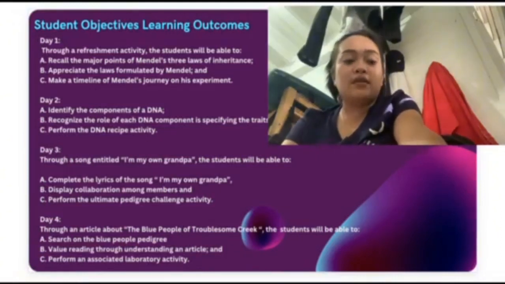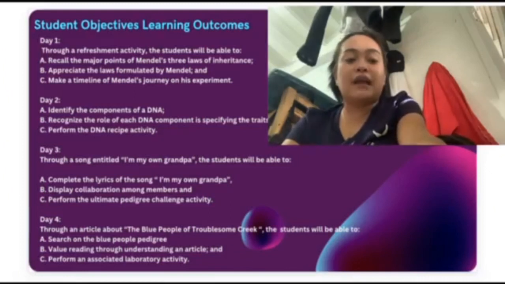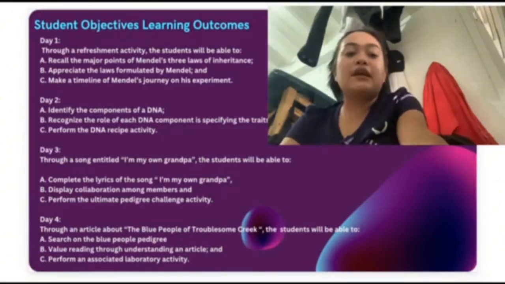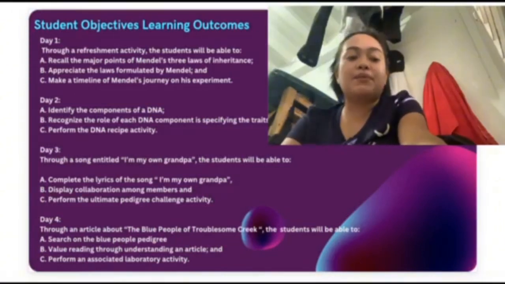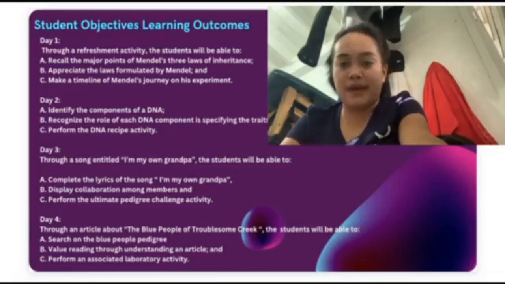So, day 1, through a refreshment activity, the student will be able to: A, recall the major points of Mendel's three laws of inheritance; B, appreciate the laws formulated by Mendel; and C, make a timeline of Mendel's journey on his experiment.